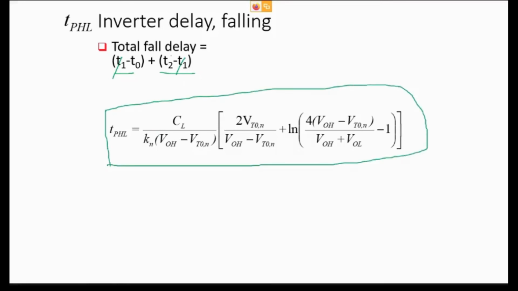Now this equation needs a detailed analysis. It's not a simple thing because whenever you talk about delay, so many factors are included. Suppose, in the previous case, we said that if you want your device to be good, what you can do is increase the W by L. But here you can see your capacitance increases. If you increase this, your capacitance increases. So that means your delay also increases.